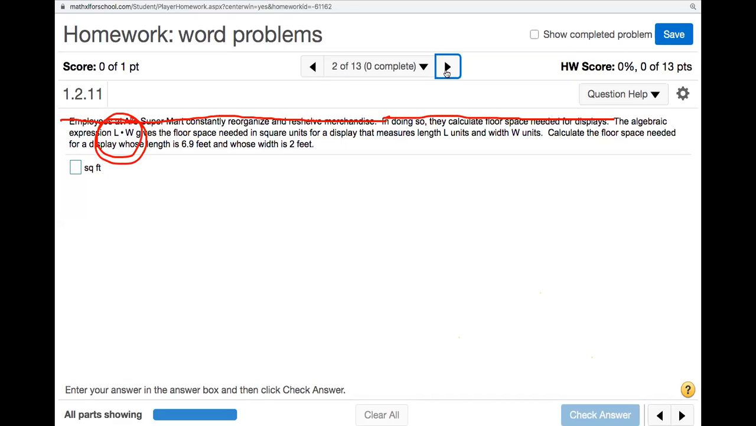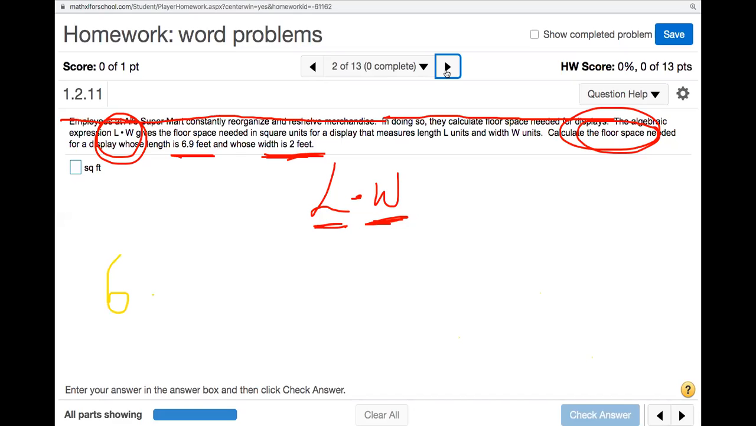L times W, you can even rewrite it, L times W, gives the floor space needed in square units for a display that measures length L units and width W units. Calculate the floor space needed for a display whose length is 6.9 feet and whose width is 2 feet. And what do they want us to calculate? The floor space. How do you calculate the floor space? You multiply the length times the width. That's a formula, guys. What is that formula going to calculate? It's going to calculate the area. Oh, look at you guys go.